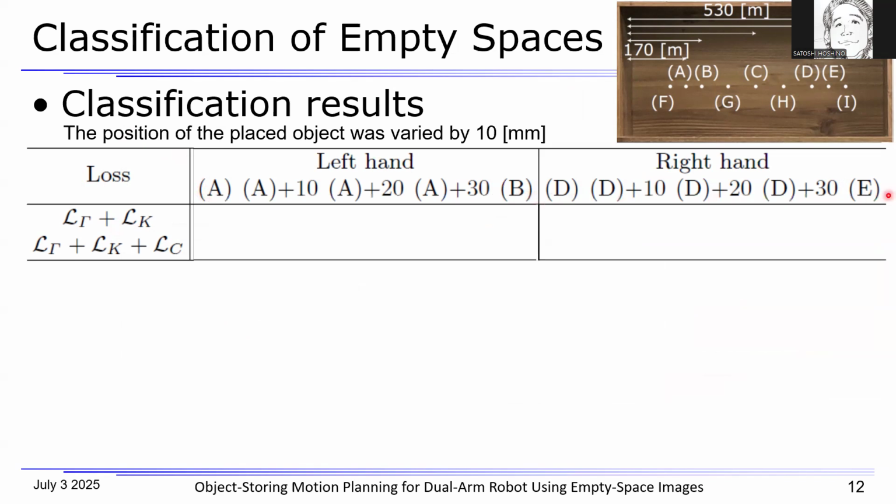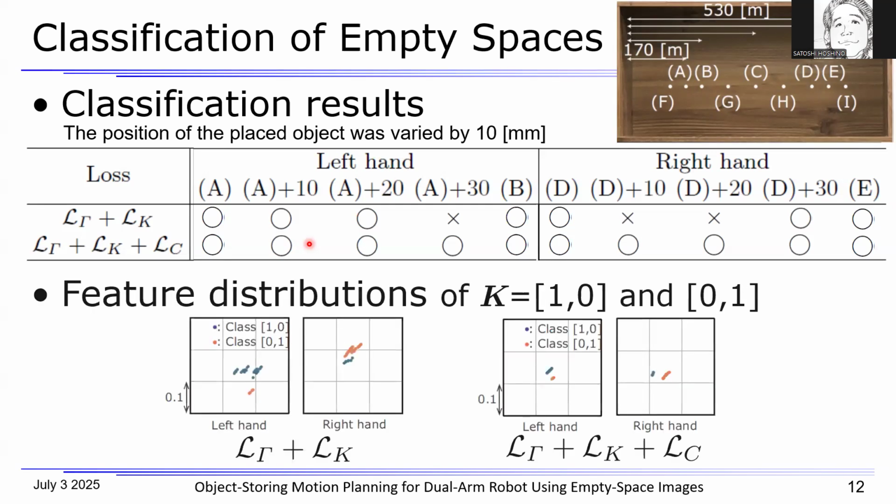First off, regardless of the loss functions, both classifiers identified the correct empty spaces in these instructed environments A, B, D, and E. However, the classifier trained without deep metric learning sometimes misclassified the empty spaces, as you can see here. On the other hand, the classifier trained with deep metric learning successfully identified the correct empty spaces, even if the object was a little bit shifted.